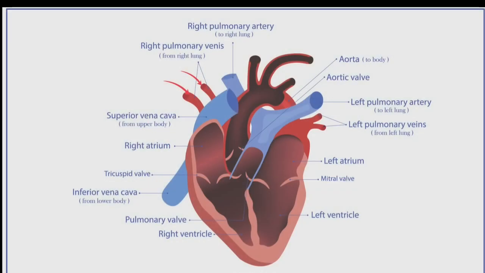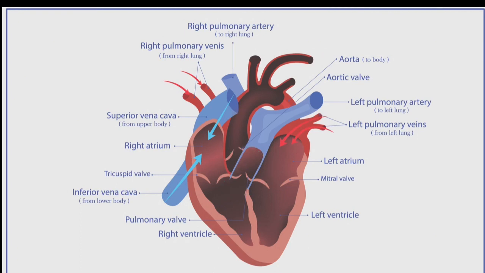The right atrium receives oxygen-deficient deoxygenated blood from the body. The left atrium then collects oxygen-rich oxygenated blood from the lungs. These 2 atriums converge in the atrioventricular septum, a wall of tissue separating them.